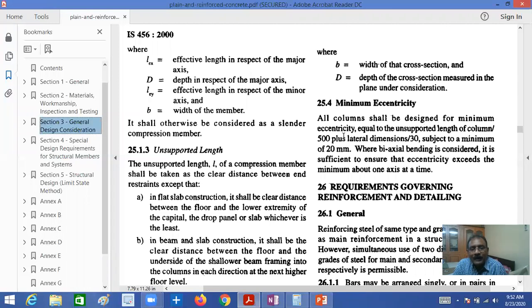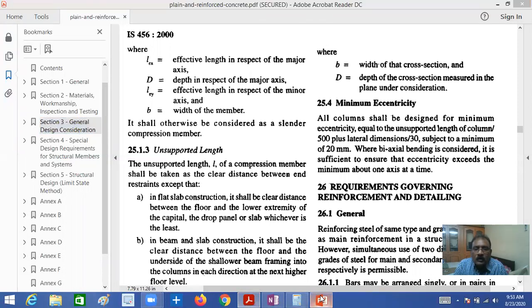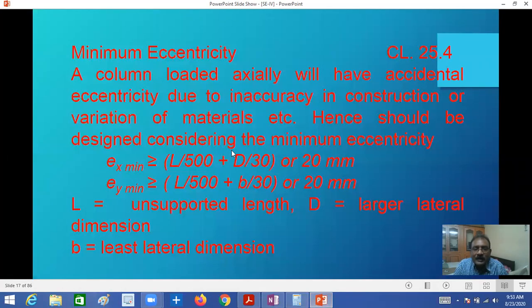You remember, not Leff, unsupported length L, L by 500 plus lateral dimension by 30, and subject to a minimum of 20 mm. When biaxial bending moment is considered, it is sufficient to ensure that eccentricity exceeds the minimum about one axis at a time. That is the meaning of what we discussed now. So this is any direction.